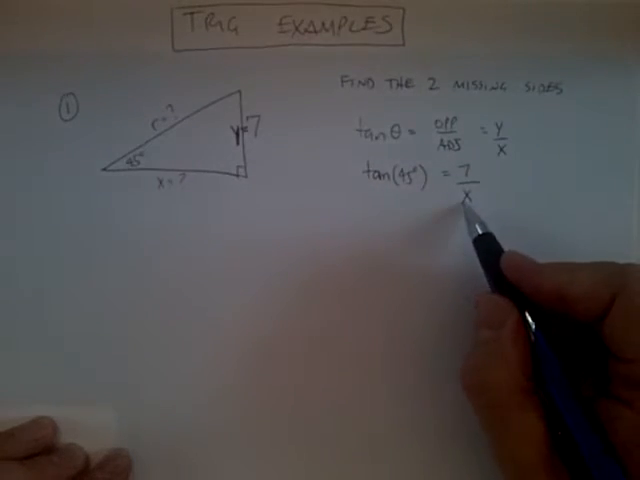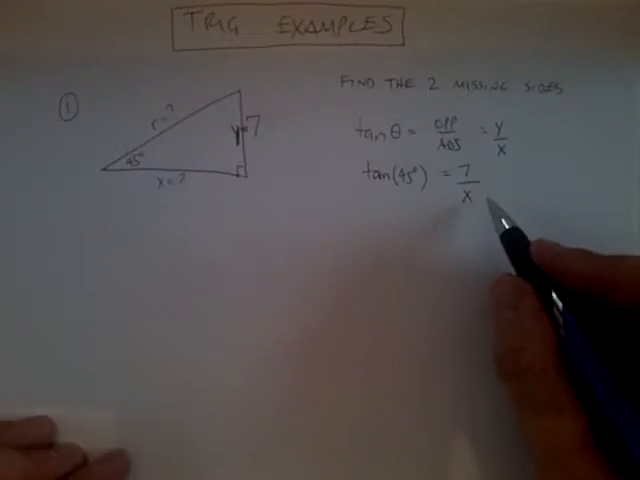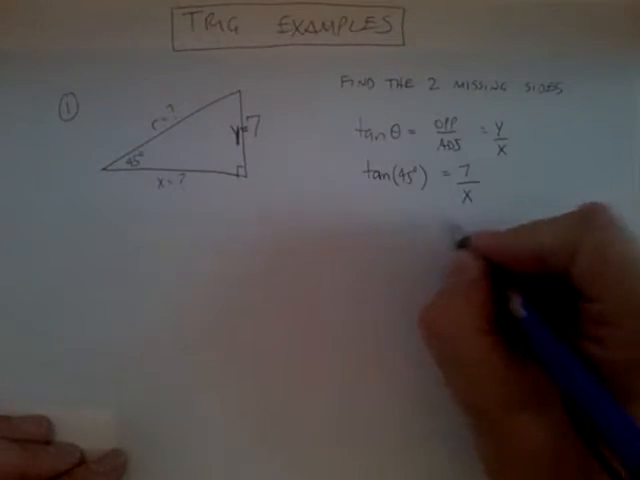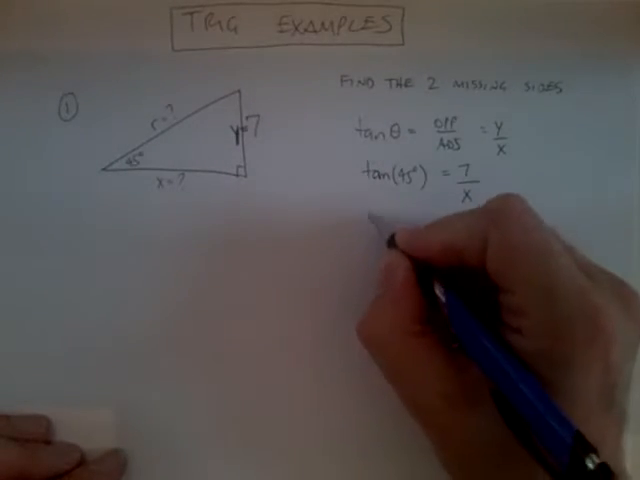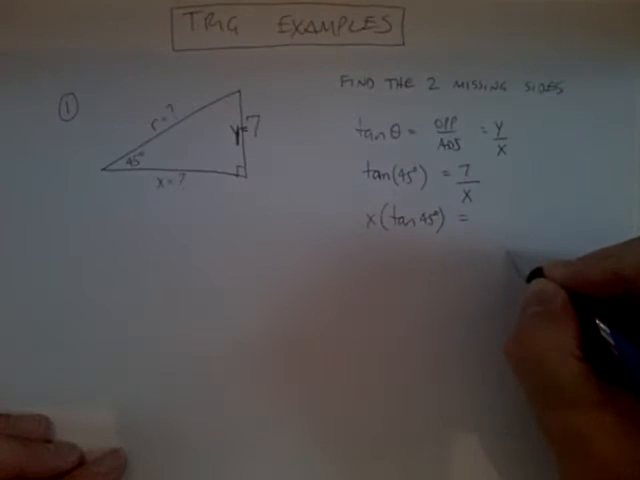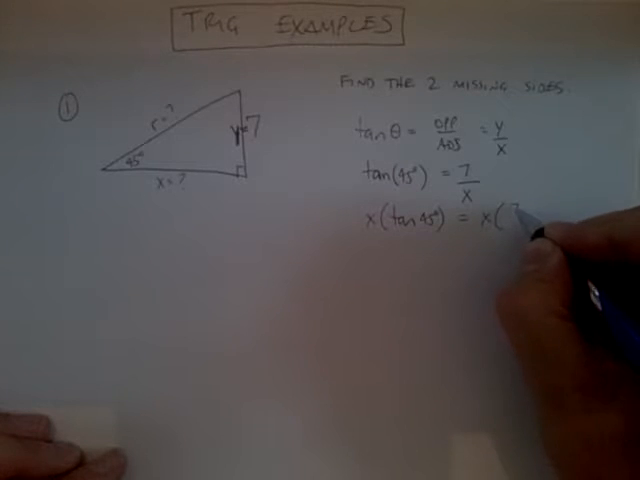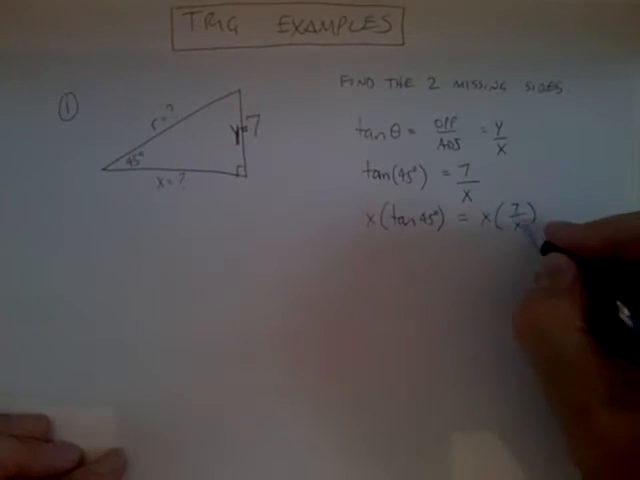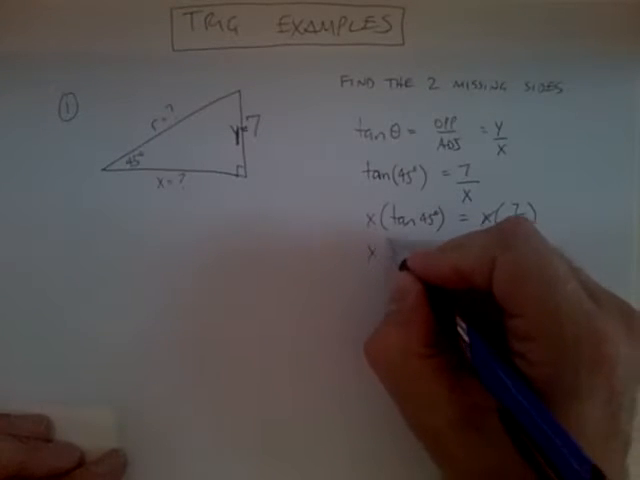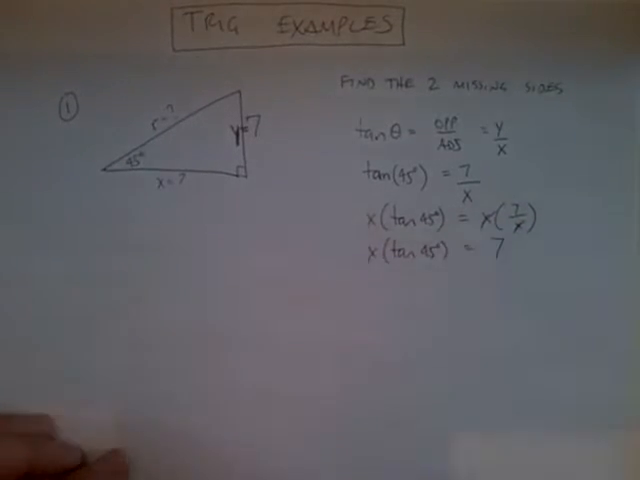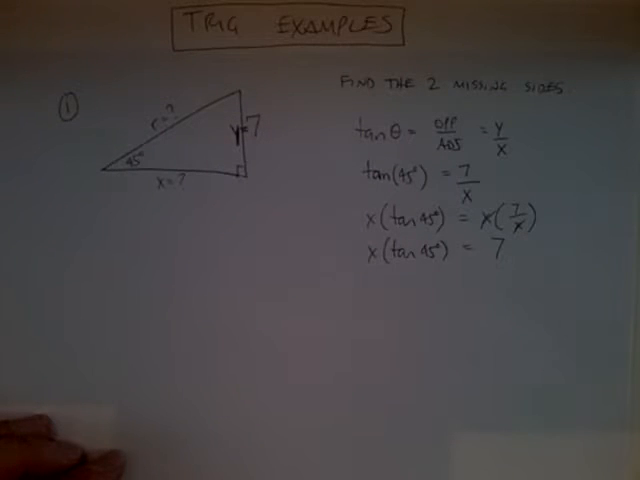So we don't know X, but we know the other stuff. So what we can do is we can get X on the one side and everything else on the other side. So we multiply both sides by X. X times tan 45 degrees equals X times 7 over X. So X times 7 over X, X over X is 1. So that's how that works out.